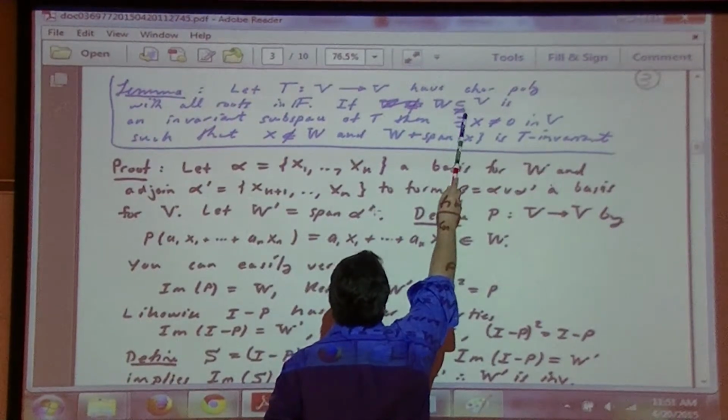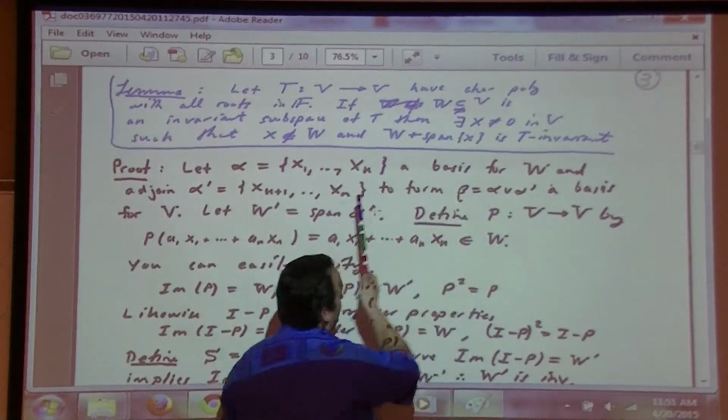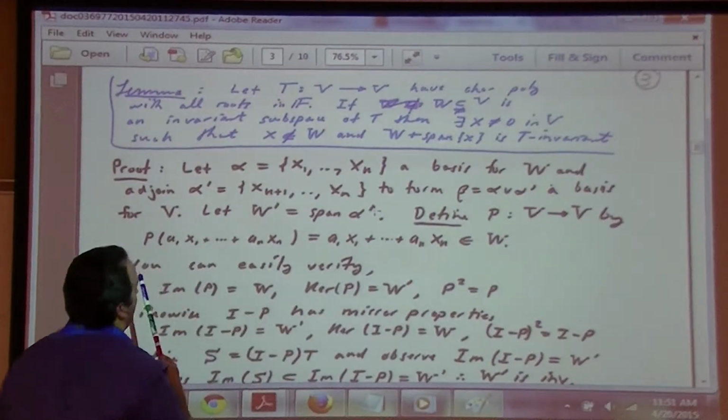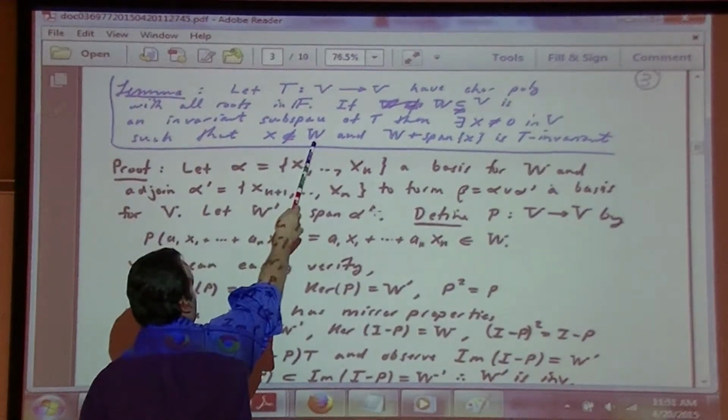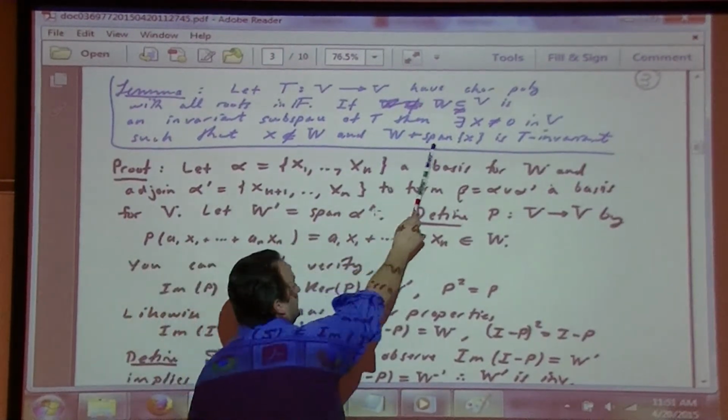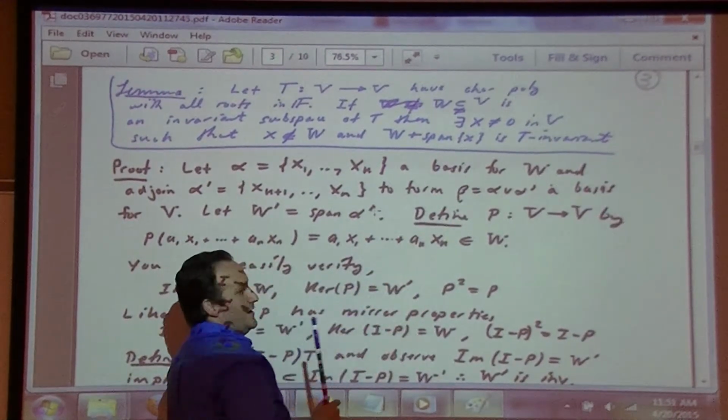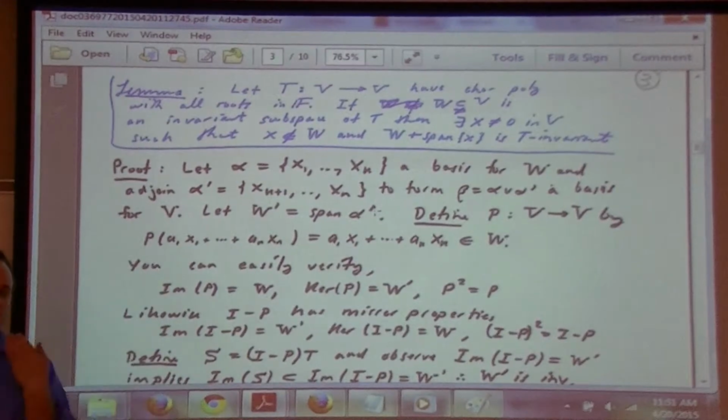So the W is not the whole vector space, okay? That's what I'm trying to say there. If that's an invariant subspace, then you can pick an X which is not in W, and take W plus the span of that X, and not just any X, okay? A very particular X. It's not saying this is true for all x. What we're saying is we can construct a very specific x, such that w plus the span of x is still T invariant, right?